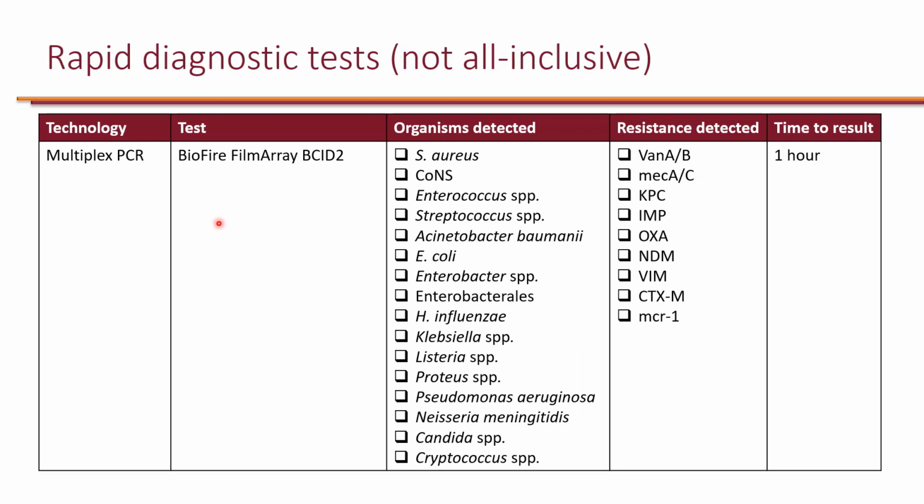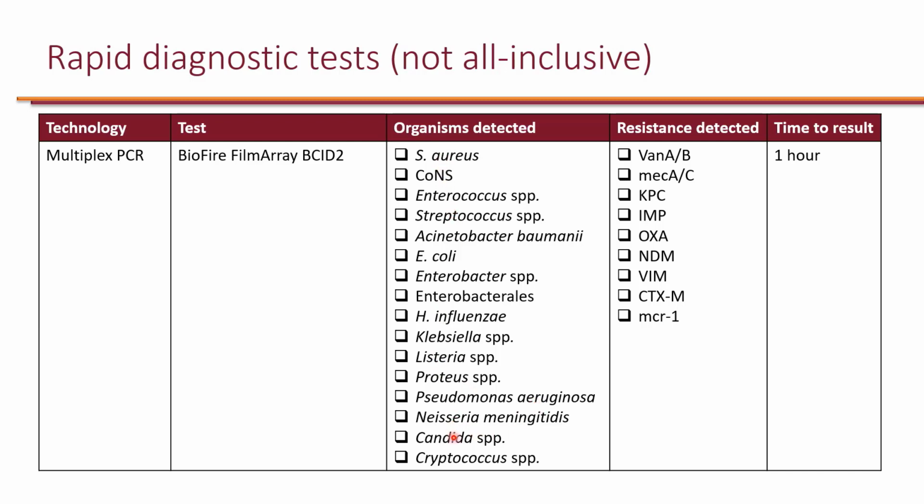Now, when it comes to genotypes and testing for genes, we have rapid diagnostic tests, sometimes called molecular tests. Some of the common ones are the PCR tests, so multiplex PCR. There are different tests out there. One example is the BioFire FilmArray BCID2. This test, developed in recent times, can detect any of these organisms listed here. These are the ones that are commonly encountered in clinical practice and are problematic. So it's good to identify these rapidly.